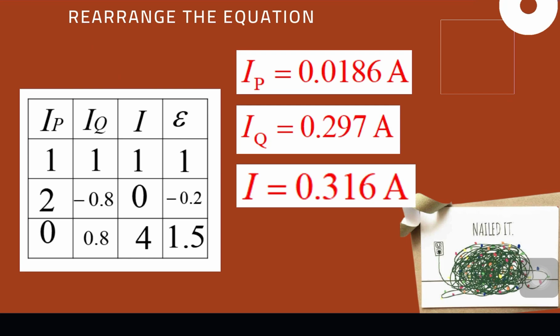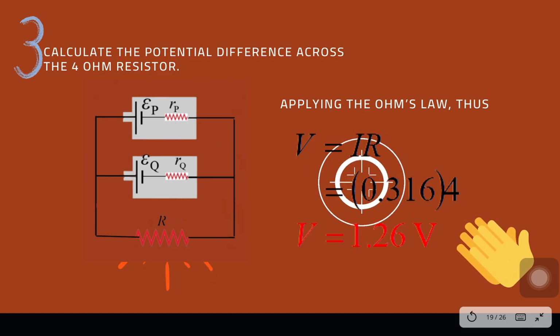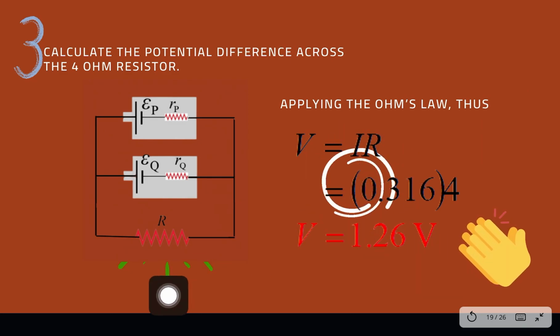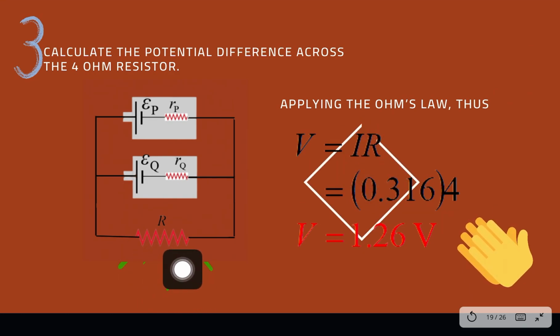Alright, so now we move to the last question. Okay, for question 2, number 3, we need to calculate the potential difference across the 4 ohm resistor. So where is the 4 ohm resistor? The 4 ohm resistor is the external resistor for this circuit.